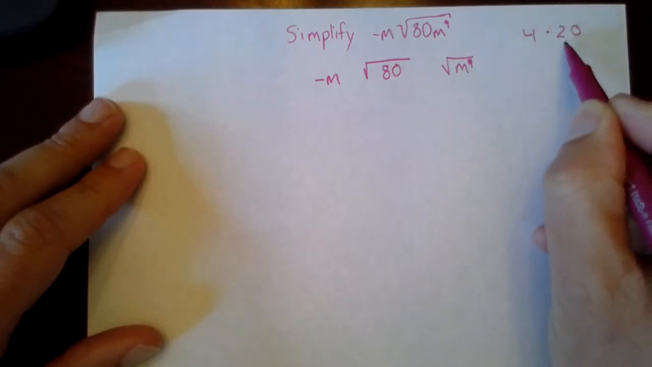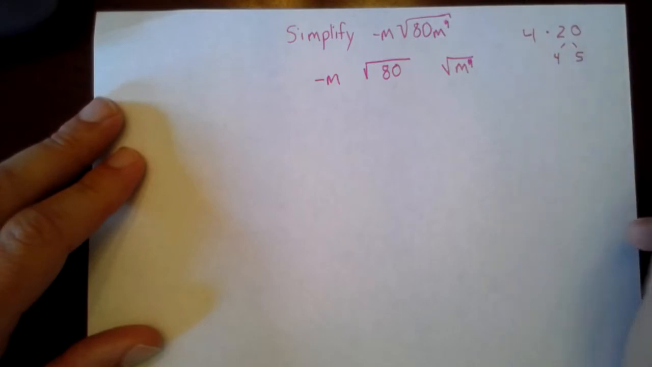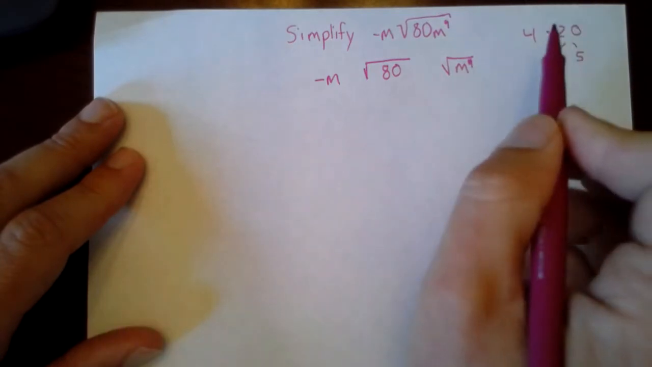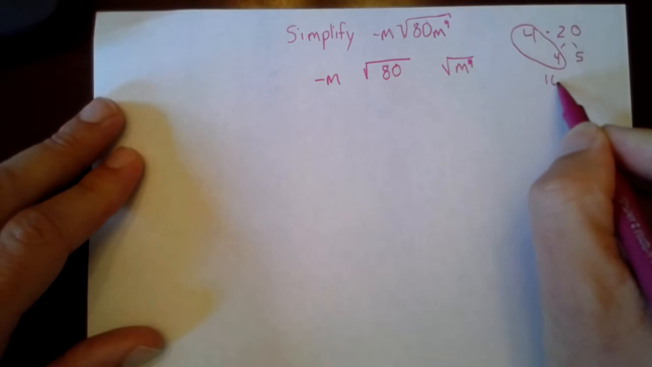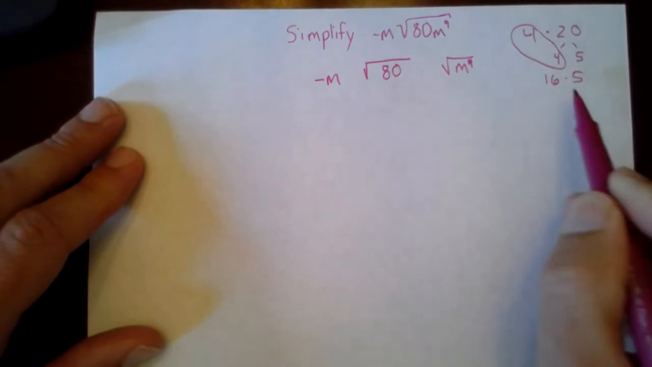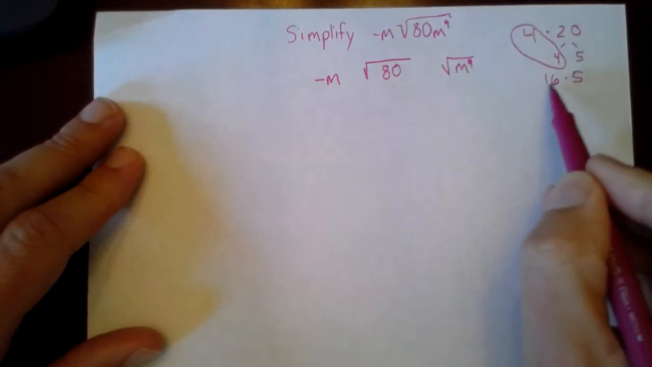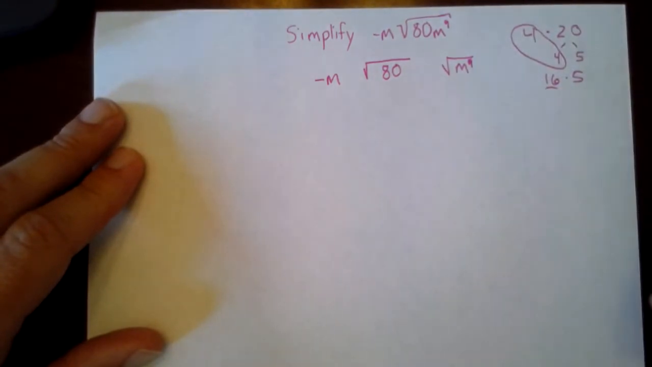But if I look at 20, 20 can also be broken down into 4 and 5. Isn't 4 another perfect square? Which means, let me try to build here. If I multiply these two, that's 16 and 5. 16 and 5 also multiply together to get 80. 16 is a perfect square factor. 5 is not, which is perfectly fine.